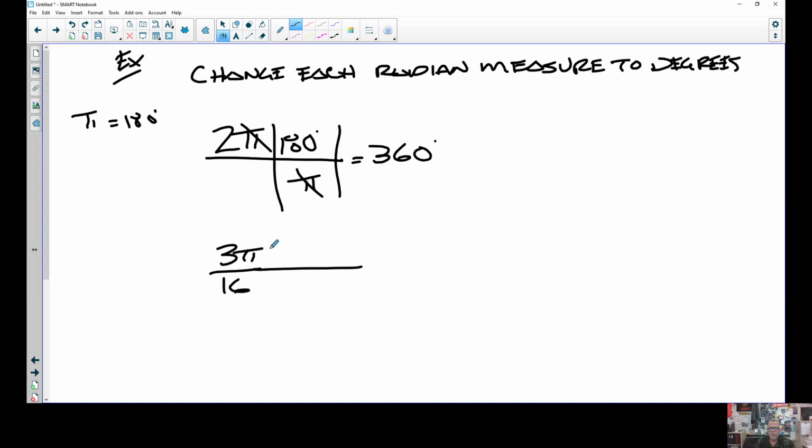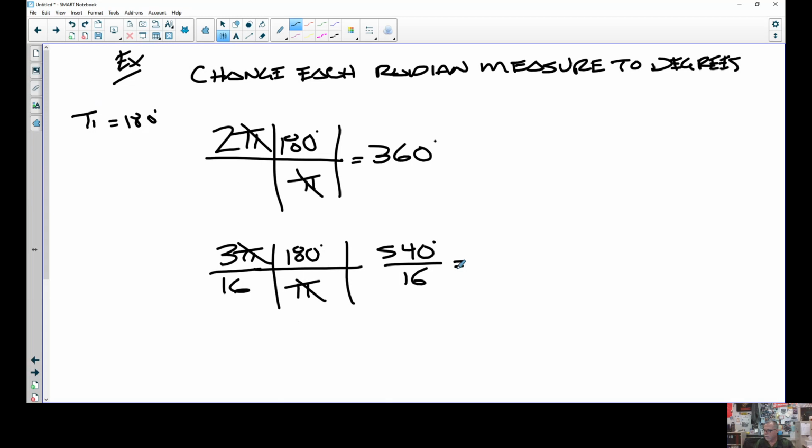So again, I'm going to put pi on the bottom, 180 degrees on top. And when we look at what we can do here, I can cancel the pi's. What else can I do? I can cancel 4. Well, does 16 go into that? No. Nope. So, well, let's just do this. 3 times 180 is 540 degrees over 16. And what is 540 over 16? They want this to the nearest tenth in your book. So let's find out what that comes out to.